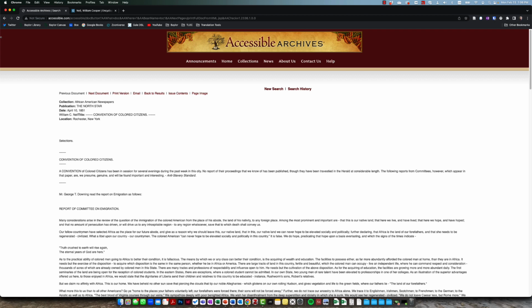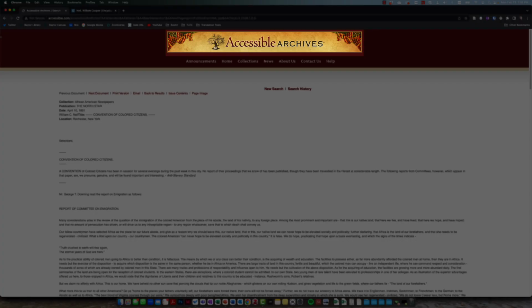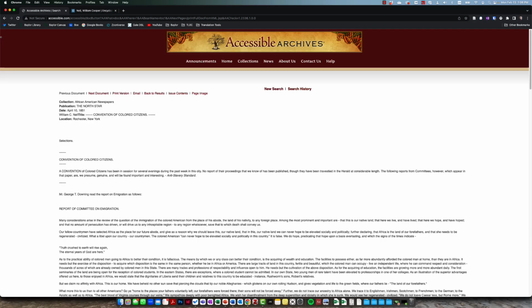So I've pulled up here a newspaper article that I found through a database called Accessible Archives. You can find this database on the Baylor databases page. Now if I were sourcing this newspaper article, I would need to find out the answer to the various questions that we just went over. Fortunately, I can answer all of these questions using the Accessible Archives metadata, as well as a little bit of outside research. So let's check it out.